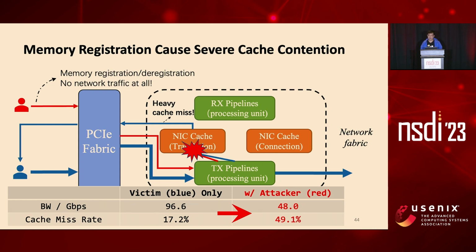We want to emphasize that intuitively, such an attacker who does not send any network traffic at all should have a negligible effect on the other tenant's network bandwidth. However, such performance interference actually happens because of this kind of cache contention. This is very much out of expectation.